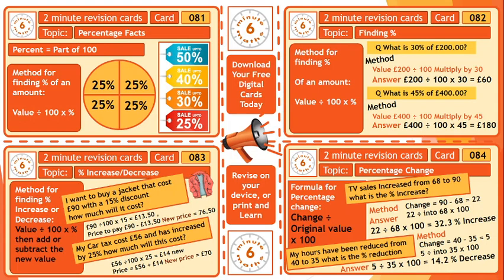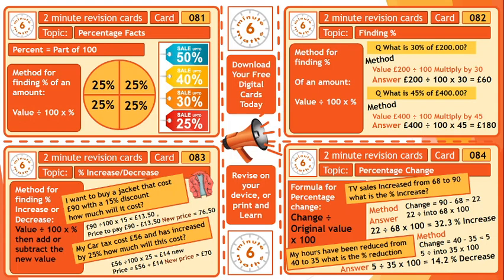So for example, I want to buy a jacket that costs £90 with a discount of 15%. How much will that jacket cost? We take our value, divide it by 100 and times it by 15. So 90 divided by 100 times by 15 equals £13.50, which means we're going to get £13.50 discounted off the price of the jacket. So the price I'm going to pay is £90, take away the £13.50, which gives me a new price of £76.50.